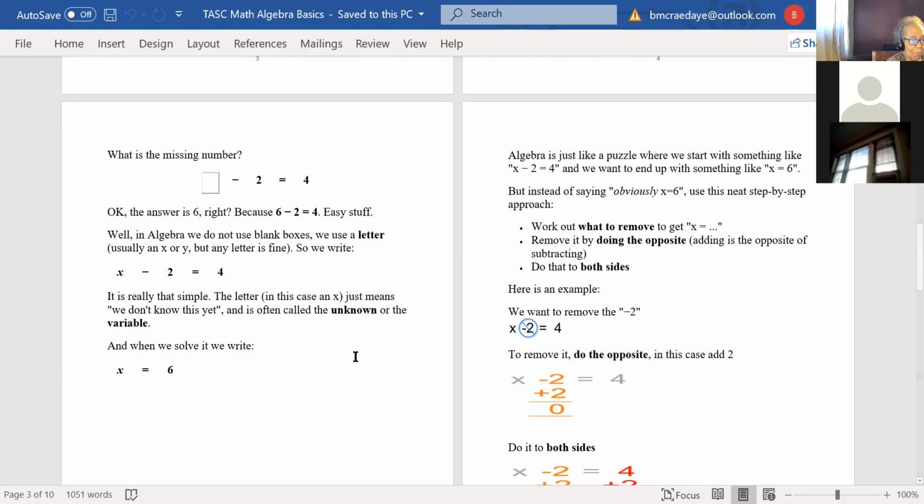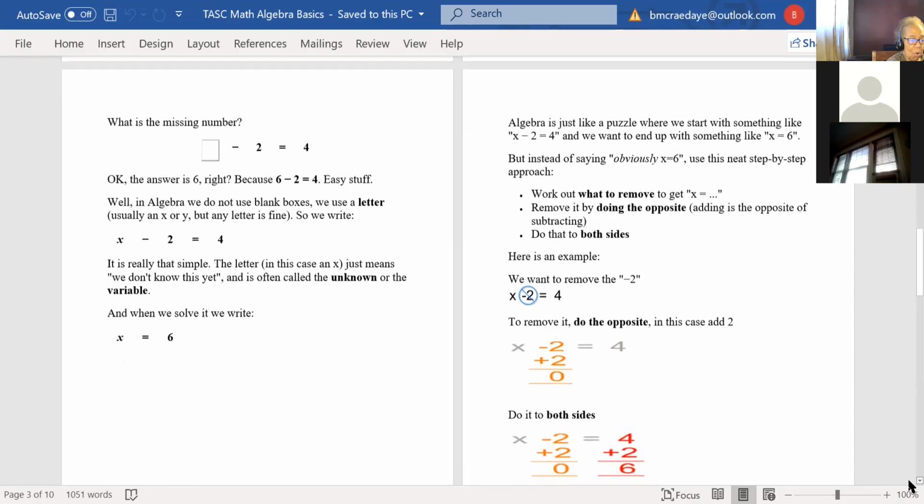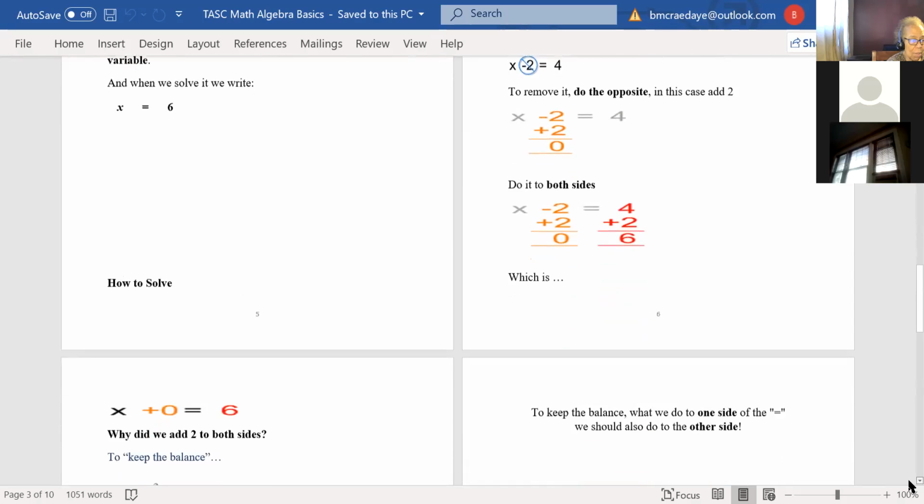Now, what you have to identify is the operation you have to do to find the answer. Sometimes it's addition, sometimes it's subtracting, sometimes it's multiplication, and sometimes it's division. In this case, it was what? Addition. We added 2 to both sides, and we got 6. So you do the opposite. If you're adding, you're going to subtract. If you're subtracting, you're going to add. If you're multiplying, you're going to be doing division. Or if you're doing division, you're going to be doing multiplication.